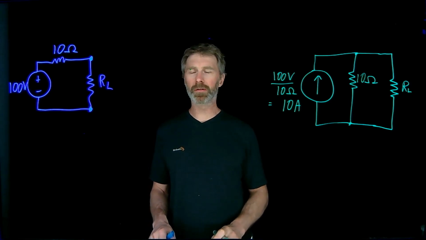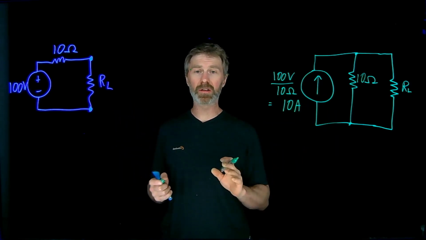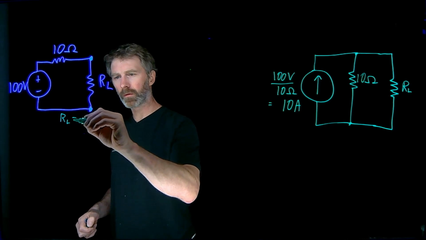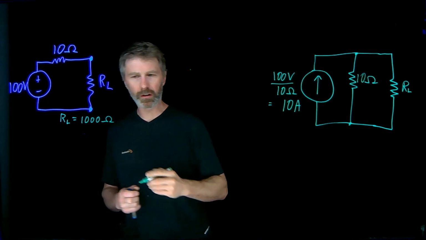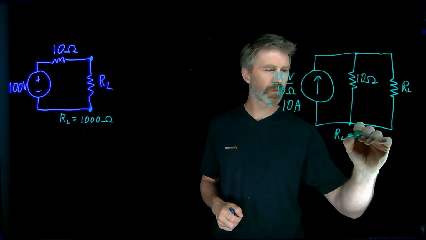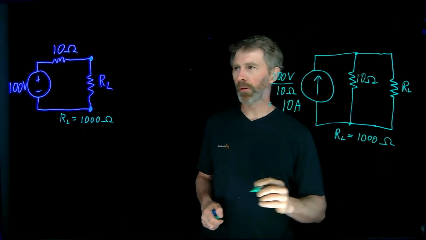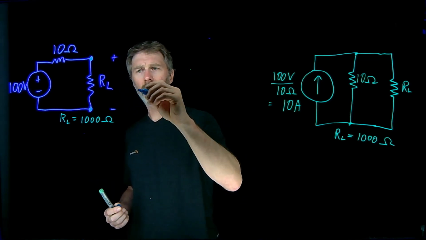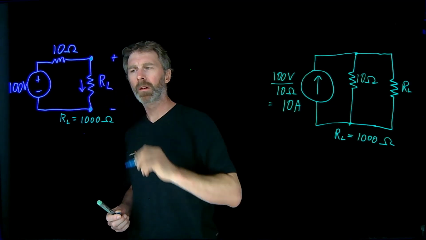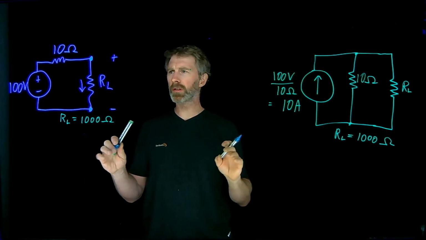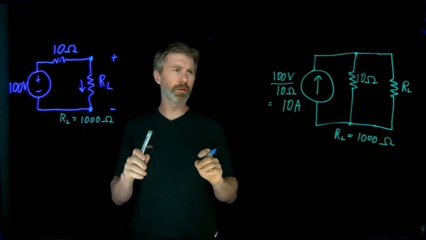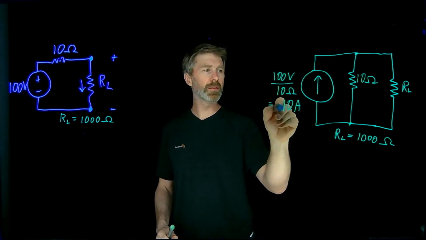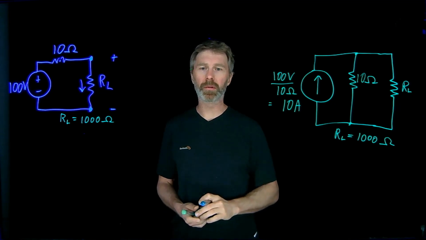Now I want to confirm this equivalency with a case where the load is not an open circuit and it's not a short circuit. So in this case, we'll have the load be a 1 kilo ohm resistor. And what we want to figure out is what is the voltage across this load resistor and what is the current through it. And these are the two equivalent circuits. So here's a 100 volt source with 10 ohm internal resistance, and over here the current source is 100 volts over 10 ohms, doing that equivalency calculation to give me 10 amps with the 10 ohm resistor in parallel.